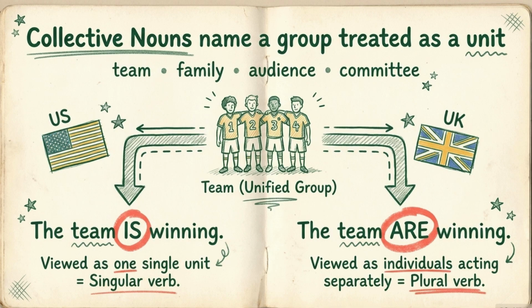Collective nouns. Collective nouns name a group treated as one unit: team, family, audience, committee. Interestingly, American and British English handle the verb differently. American English says "the team is winning," treating it as one unified block. British English says "the team are winning," treating the members as individuals acting together.